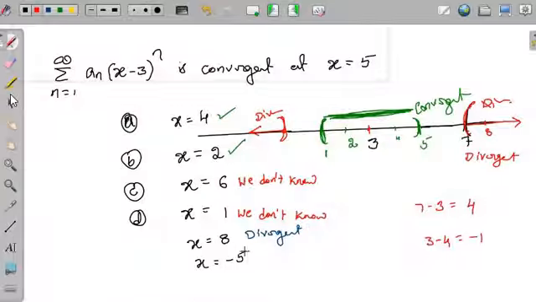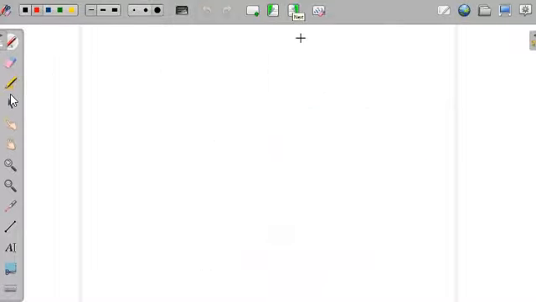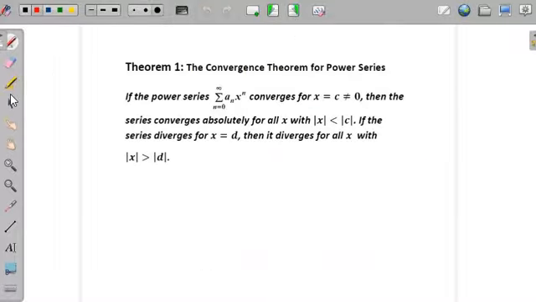Okay. So the negative 5 which is before negative 1. So no issue. So we can say that here it is diverging. Okay. So here I am going to show you a theorem. So convergence theorem for a power series.